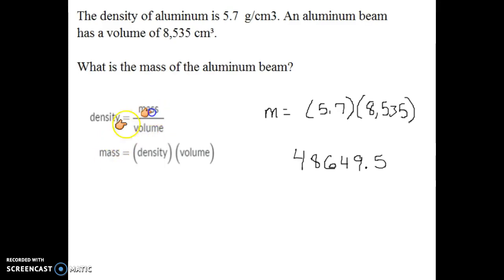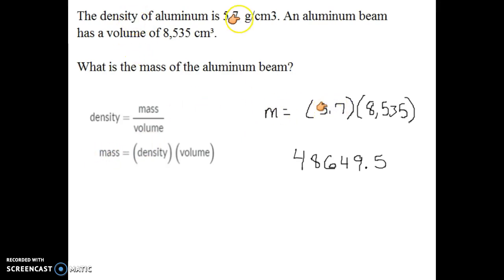So if we want to solve for mass, remember we just want to get mass by itself, then we can multiply by volume on both sides. So now our formula is mass is equal to density times volume. And that's going to be 2 of the questions on the quiz that are going to ask you what is the mass. So you can use this formula here.